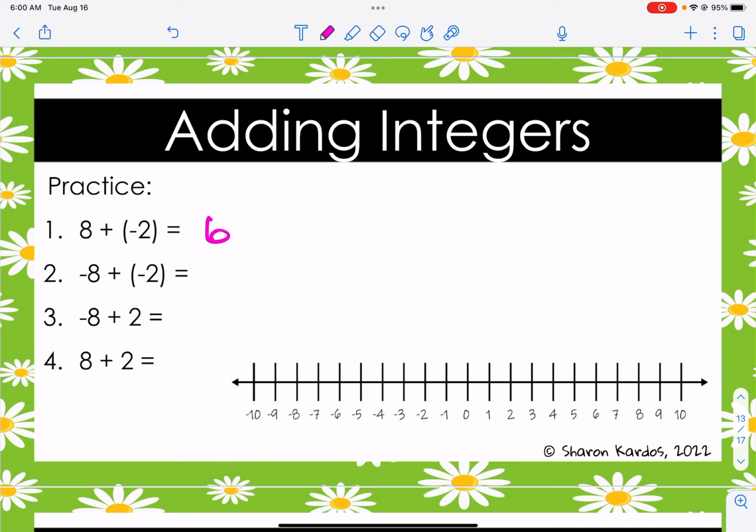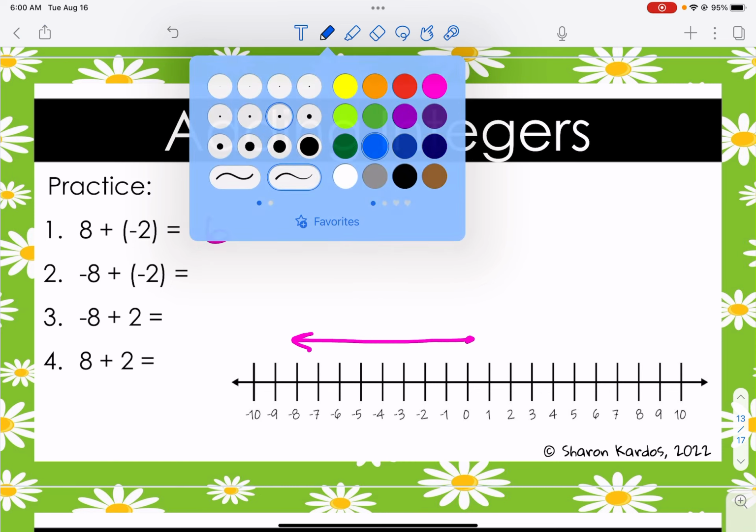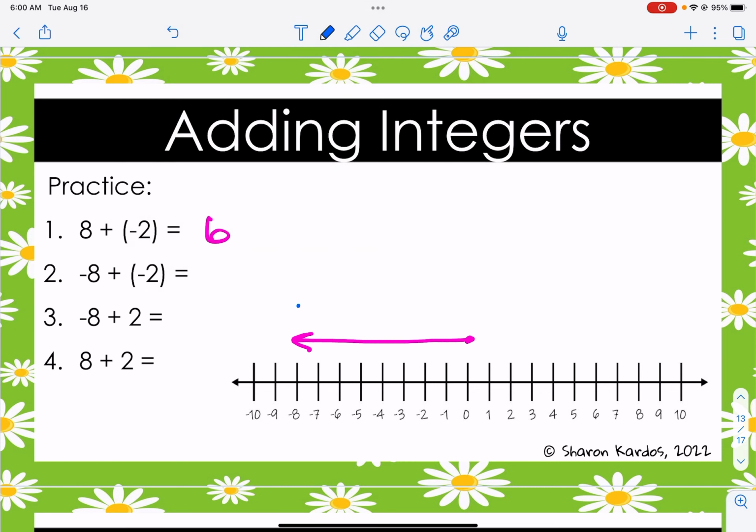Second problem says negative 8. I'm going to start at 0. I'm going to go to negative 8. And then the second term in the second problem says negative 2. So I'm going to back up 2 more, and I'm going to wind up right here on negative 10. If you got it right, give yourself a check. If you didn't get it right, fix it, change it.